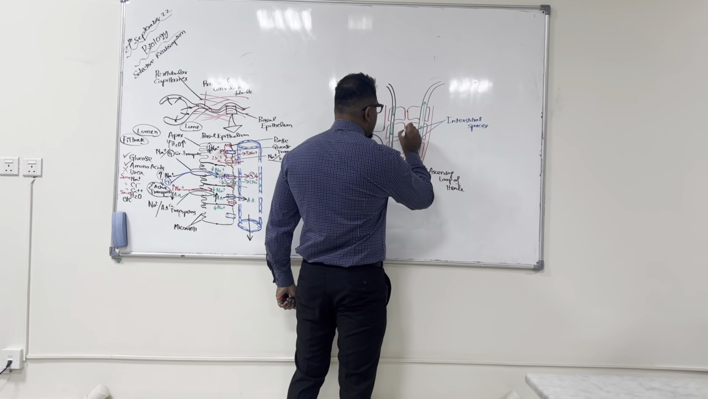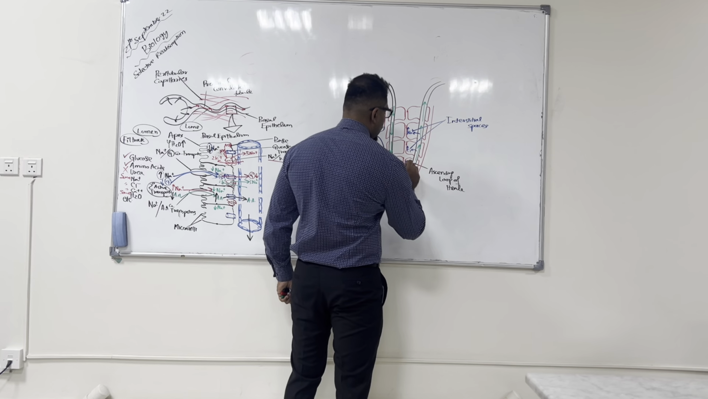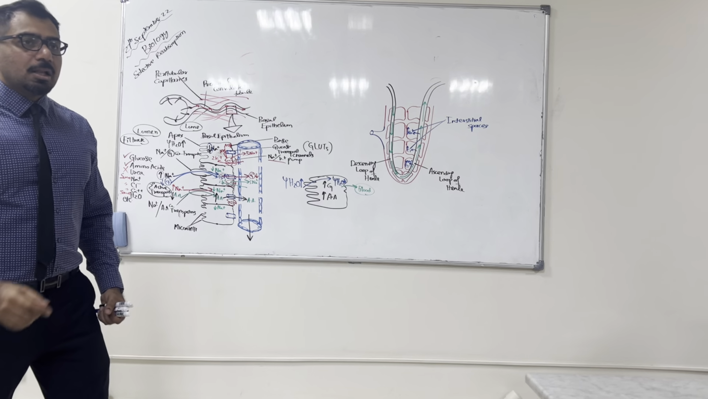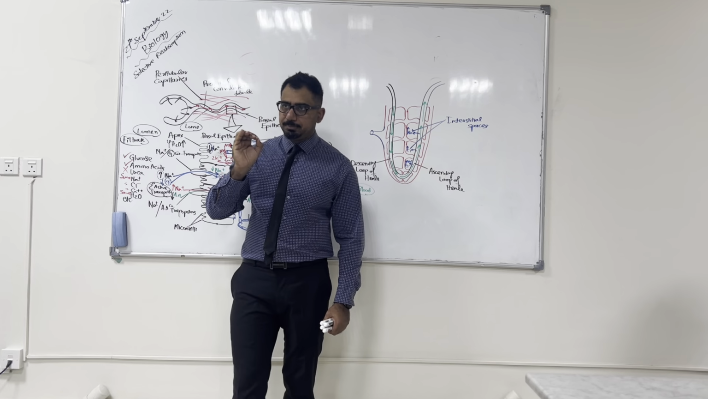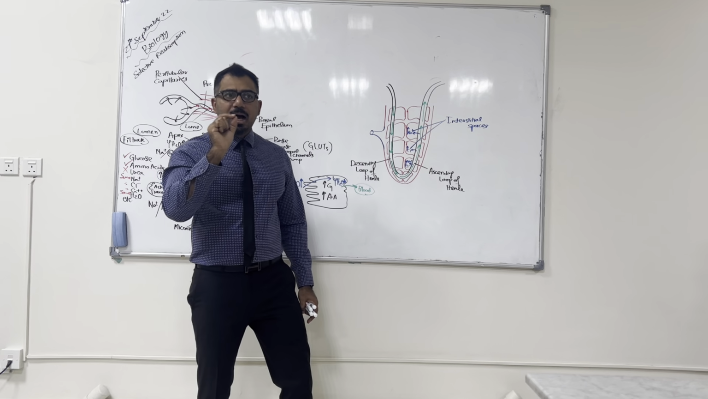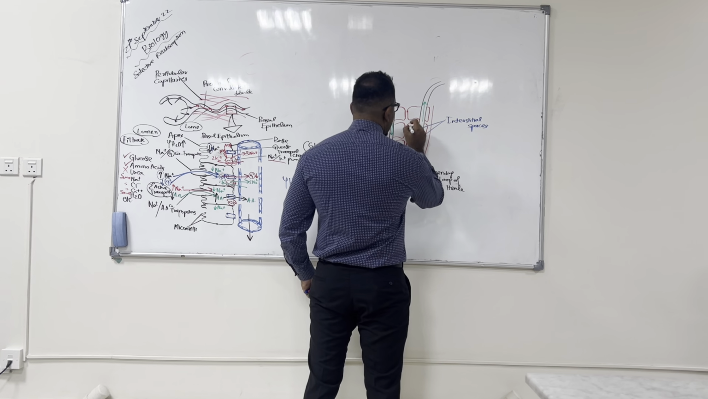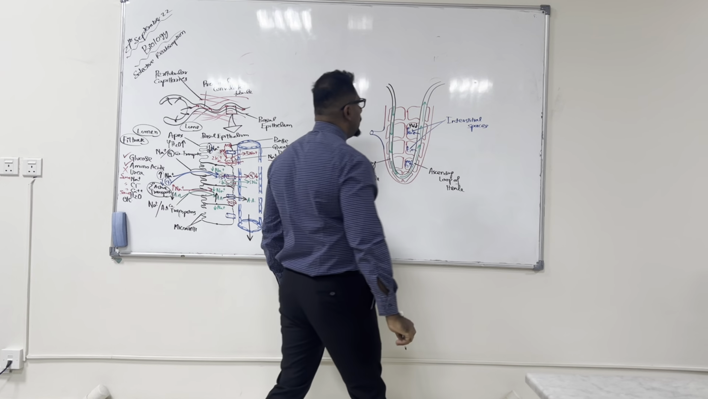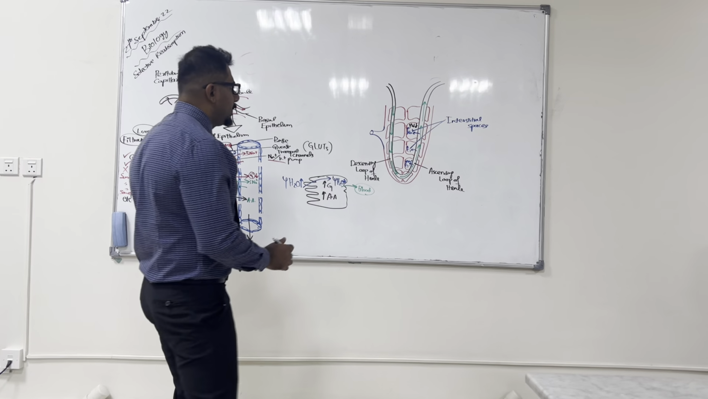Because of that, what will happen? The sodium ion and chloride ion concentration will become higher in the interstitial spaces. Because of the higher concentration of these solutes, the water potential, I am writing W, will become low over here.